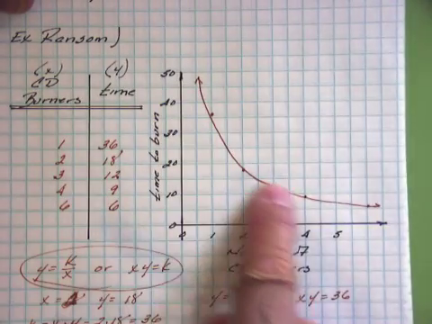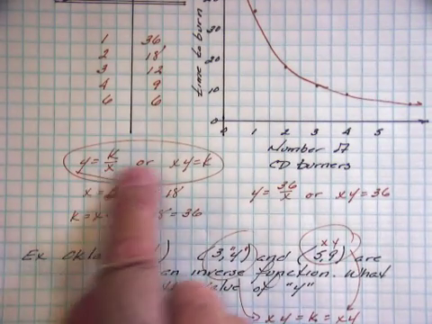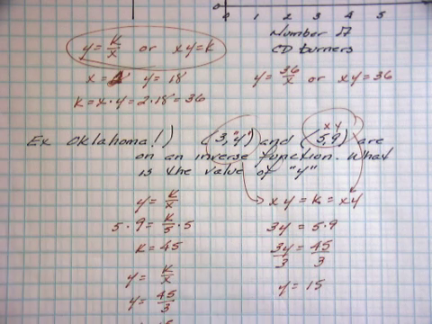So we've hit a lot of information. We did direct variation, which is in the general form y equals kx. It's a straight line function through the origin. We did some examples. And then we looked at inverse functions. This is a classic inverse function.